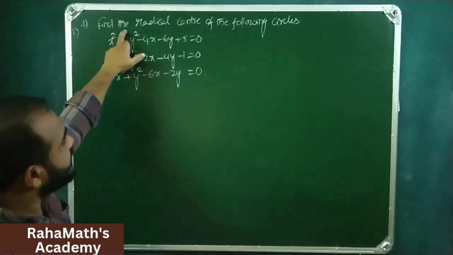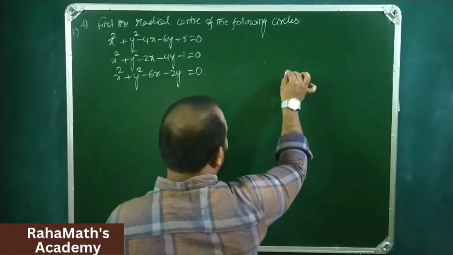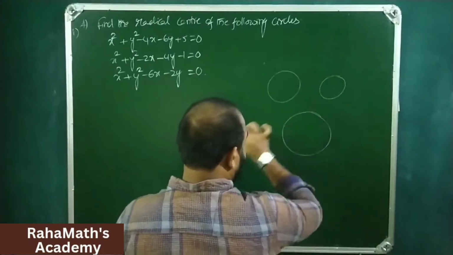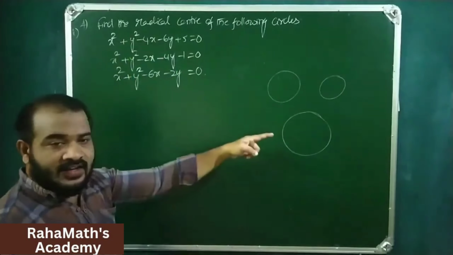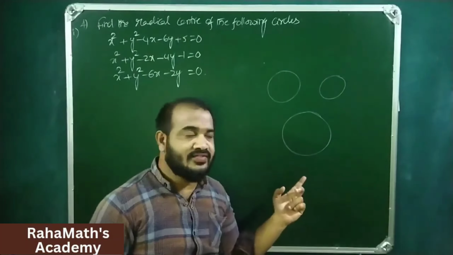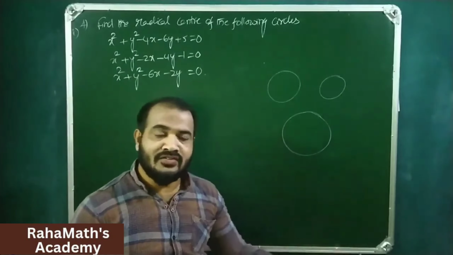Find the radical center of the following circles. 3 circles are given. The radical center is nothing but, there are 3 circles. That means one circle cuts all these 3 circles orthogonally. Orthogonal in the sense, for example, 2g g dash plus 2f f dash is equals to c plus c dash is the condition.